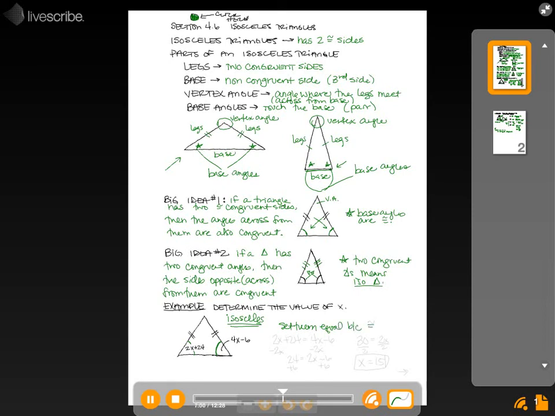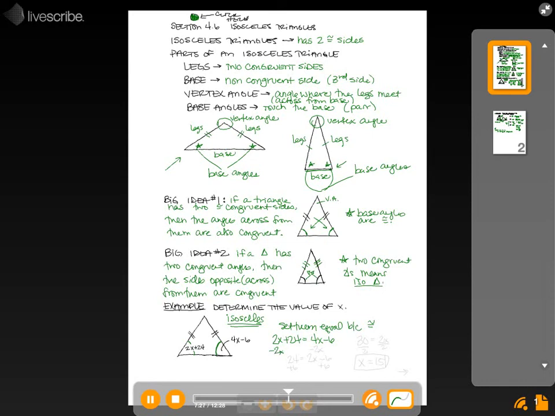Because they're congruent. Big idea right there. Anytime you have things that are congruent, we can always set them equal because they have to be the same. Now again, the reason that those angles are congruent is from big idea number one. We know that the two sides are congruent, so the angles across from those sides are congruent. So now we're going to set these equal. 2x plus 24 equals 4x minus 6, and we're going to solve it like we normally would.